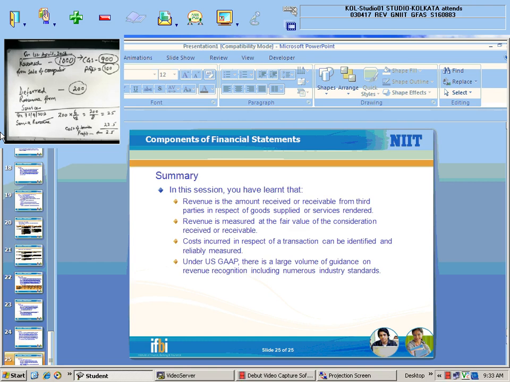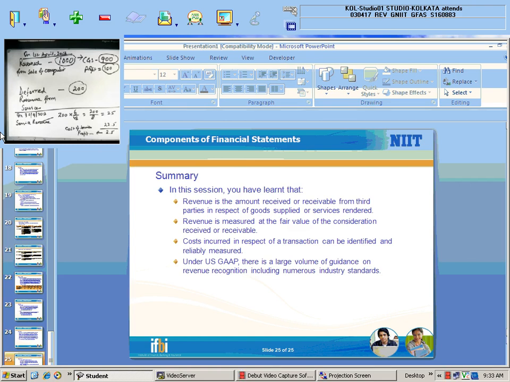Okay. Cost incurred in respect of a transaction can be identified and readily measured. That is one very important thing. You can recognize revenue only when cost incurred in respect of the transaction can be identified and reliably measured.